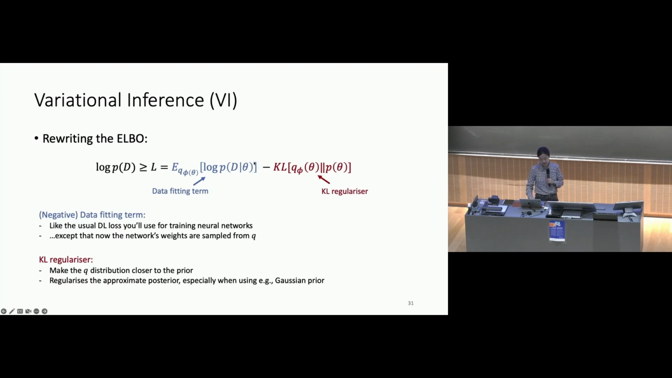Okay, so this part is actually quite like the usual deep learning loss that you use to train your neural network, except that instead of using a deterministic neural network, you are going to use a Bayesian neural network to compute the reconstruction loss term. And then the idea of the KL term here is that we want to make the Q distribution closer to the prior. So you can think about it as regularizing the approximate posterior, especially when using a Gaussian prior, then it's quite close to, let's say, an L2 regularizer plus some other variance terms.